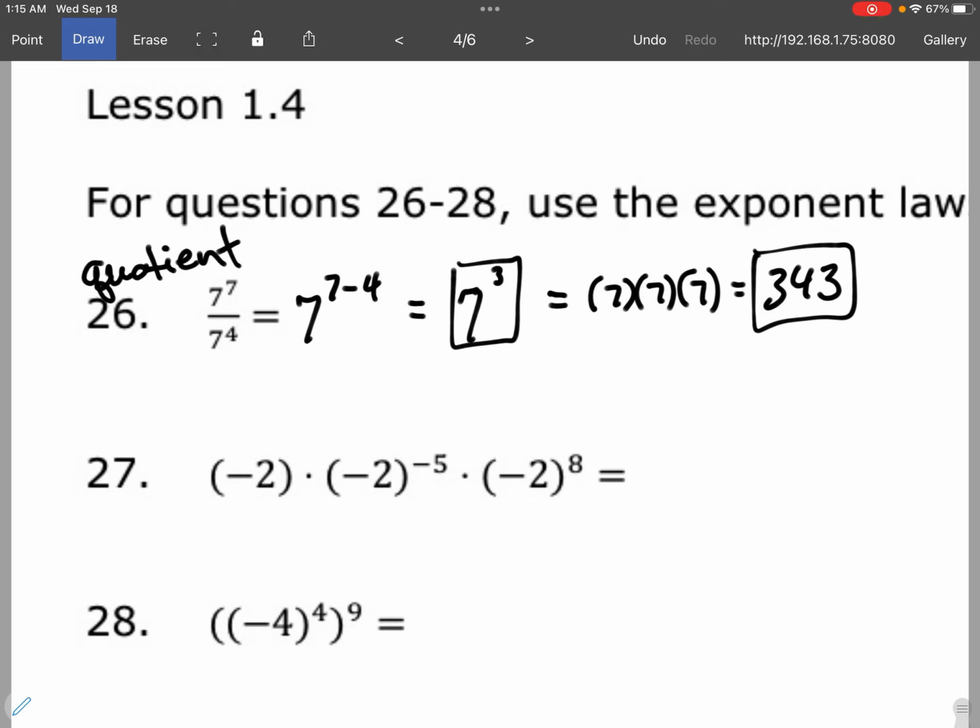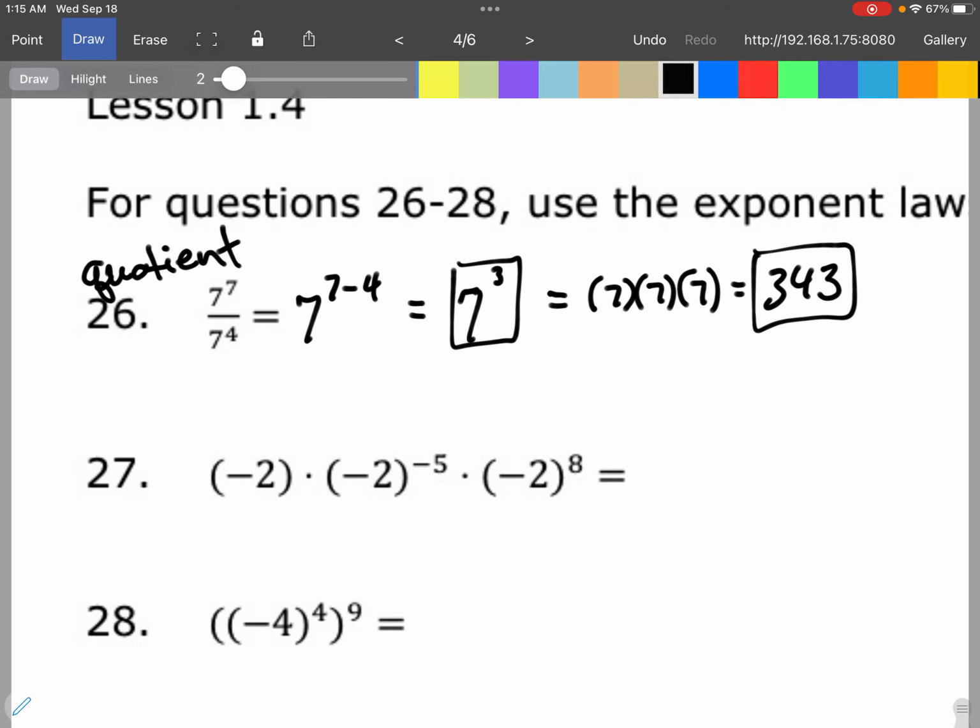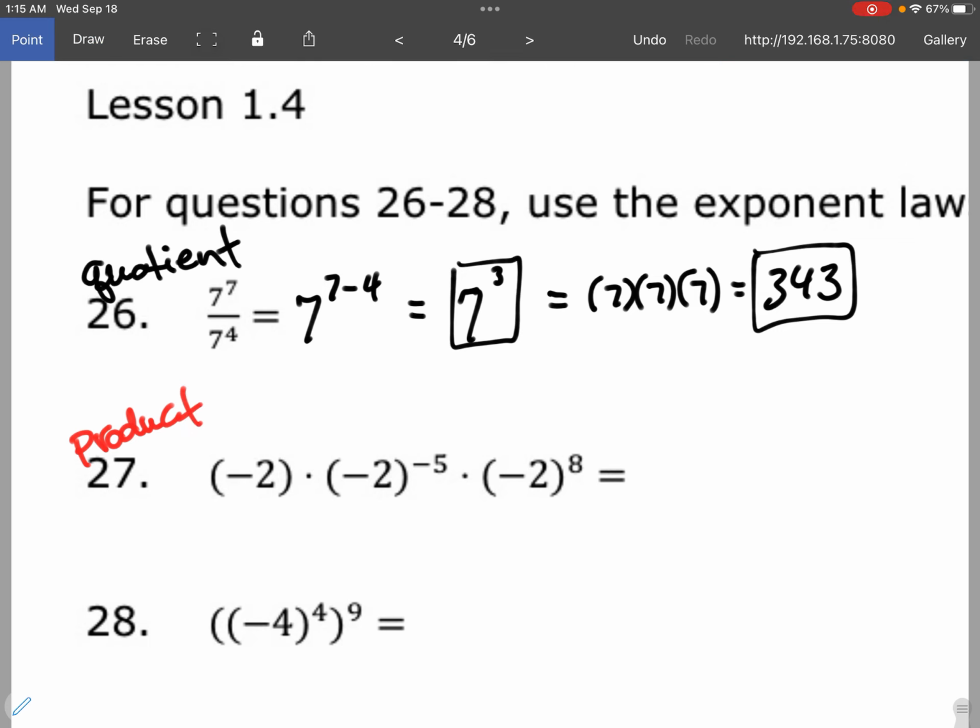The next one here, number 27, this is going to be the product rule, okay? This is called the product rule. And for the product rule, again, we want to make sure all of our bases are the same. And if the bases are the same, then we can basically add the exponents together. All right. So product means you're multiplying, which means that the exponents are not going to be doing what everybody else would be doing. They're in their own little world up here. When you are multiplying, exponents get added if the bases are the same.